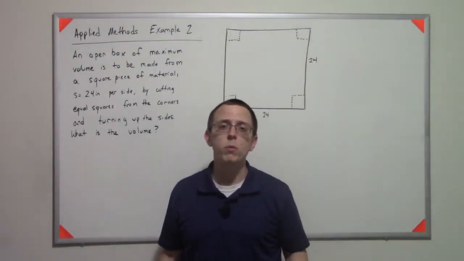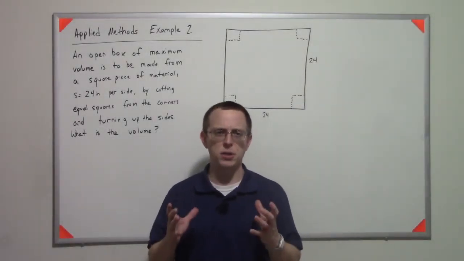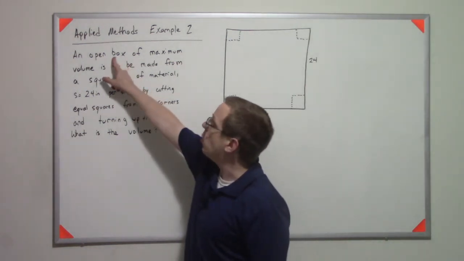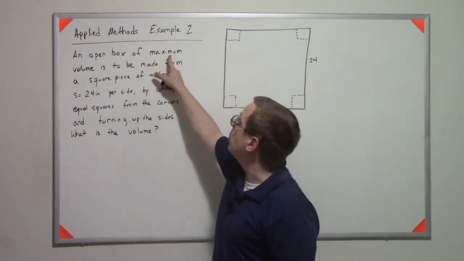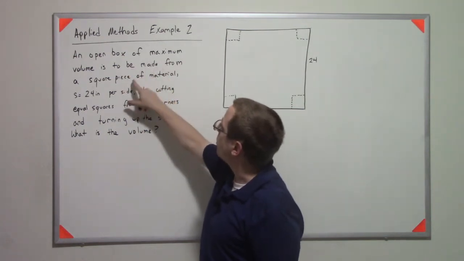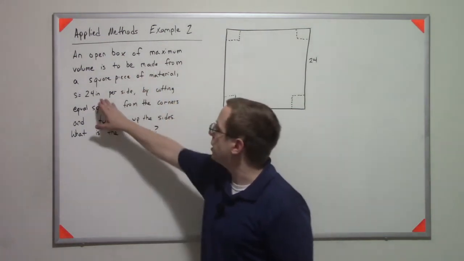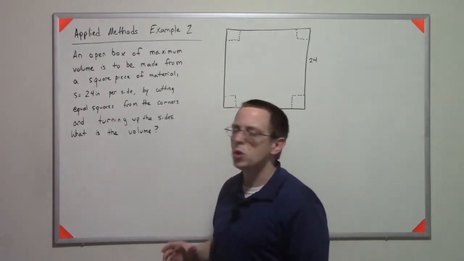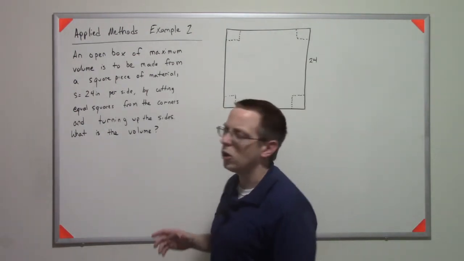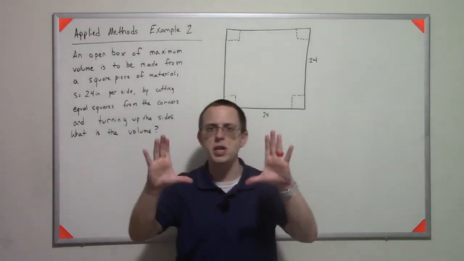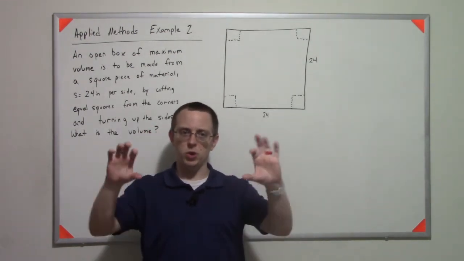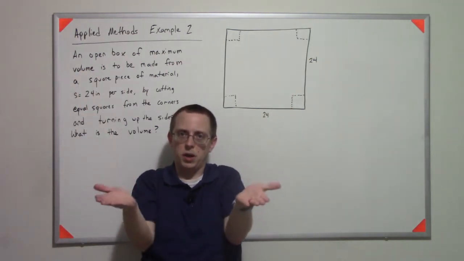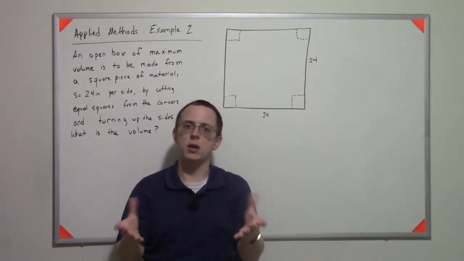For this problem, what we want to do is figure out how to maximize the volume of an open box. It says an open box of maximal volume is to be made from a square piece of material which has 24 inches on each side, and they want to cut equal squares off the corners and turn up the sides. So what they want to do is take a sheet, cut little squares from the corners, and then fold it up and make a box.